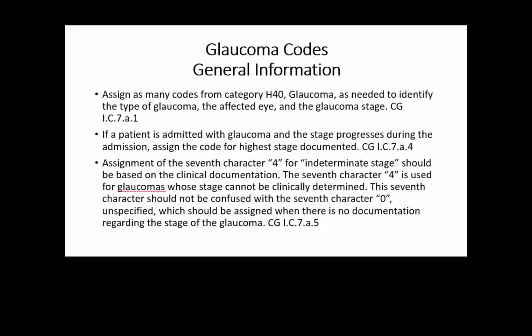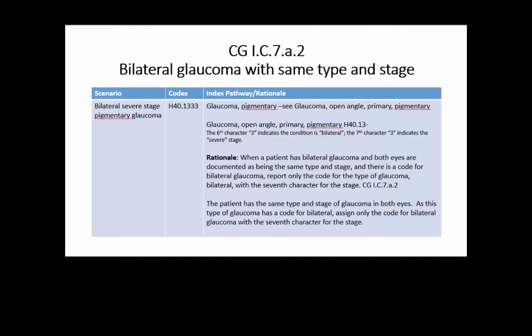And also, when you assign the seventh character meaning indeterminate stage, that is based on clinical documentation. The seventh character 4 means the physician cannot determine what stage it is. That is not the same as a seventh character 0, which means there's no documentation to help the coder know what stage. So different situations there for how you would use that seventh character. We have an example of that as well.